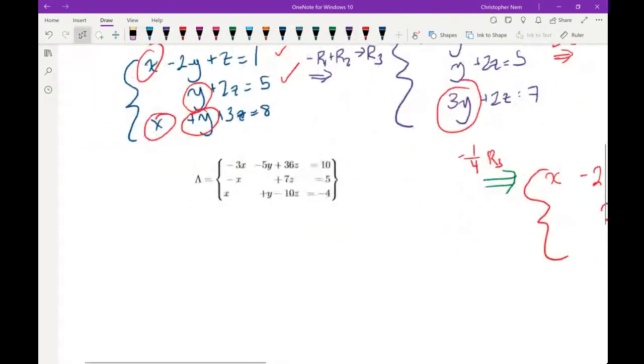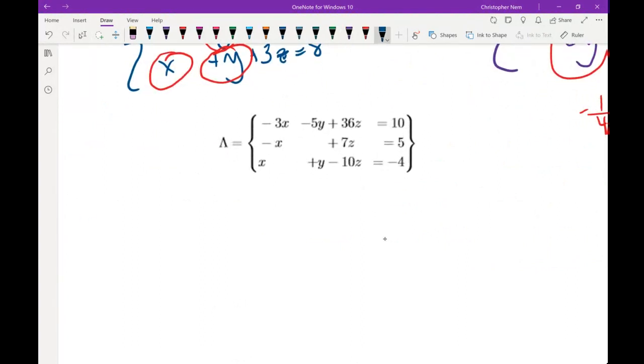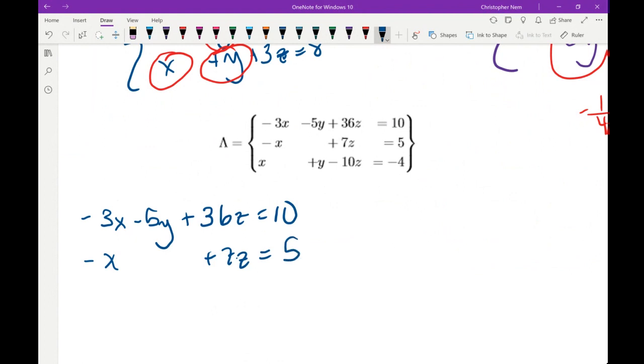Now let's go with lambda over here. These are just names, by the way, so do not get confused with the symbols. They're just names. So now I have negative 3x minus 5y plus 36z equals 10. Negative x plus 7z. I put some spacing there just to make sure we don't make any mistakes. But on tests and everything, there might not be these spacings, so you need to know where they belong.